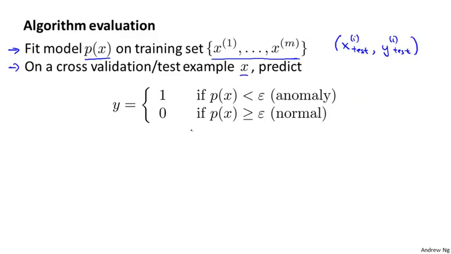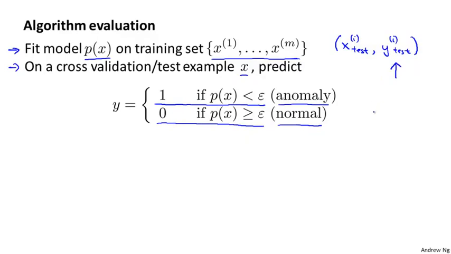So given an input x in my test set, think of my anomaly detection algorithm as predicting that y is 1 if p(x) is less than epsilon, so predicting that it is an anomaly, since the probability is very low. And we think of the algorithm as predicting that y is equal to 0 if p(x) is greater than or equal to epsilon, so predicting that it is a normal example if p(x) is reasonably large. And so we can now think of the anomaly detection algorithm as making predictions for the values of these y labels in the test set or in the cross-validation set.